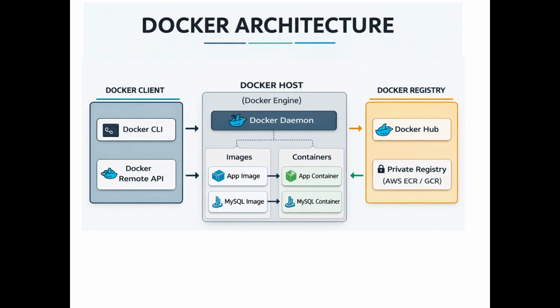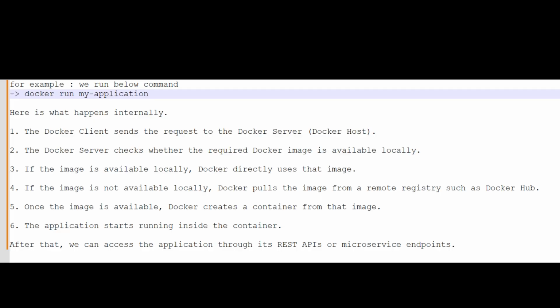Okay, so now let us quickly understand the simple flow of what happens when we run a Docker command. Suppose we run a command using the Docker CLI. For example, you run docker run my application. Okay, so here is what happens internally. First, the Docker client sends the request to the Docker server, that is the Docker host. The Docker server checks whether the required Docker image is available locally or not.